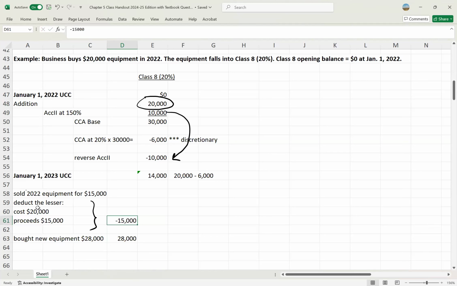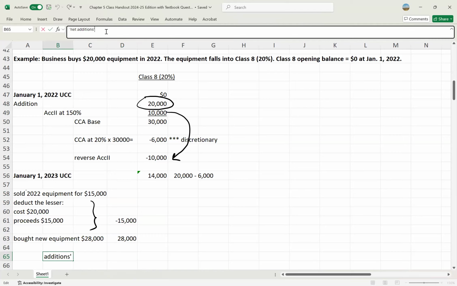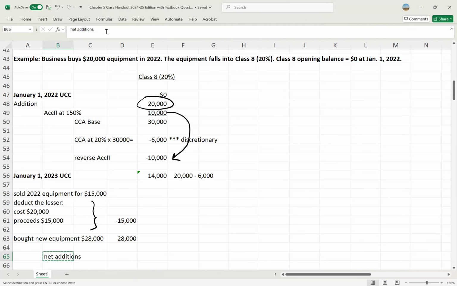We have this concept now called the net additions. The net additions are basically the additions minus the dispositions. So the net additions, actually I'll move this over here, is going to be 28,000 minus 15,000. So that's how we get 13,000: we take the new equipment, the 28,000, minus the equipment that was sold, the lesser of cost or proceeds. We deduct the proceeds, that's the lesser of the two. And so the net additions are 13,000.